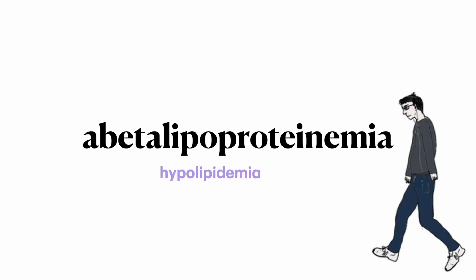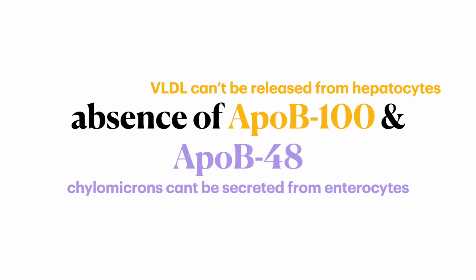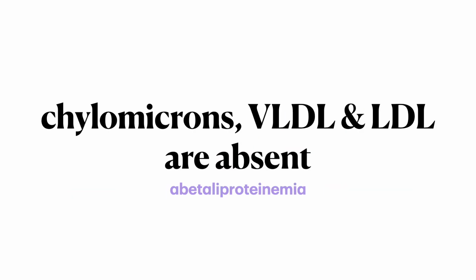Now, abetalipoproteinemia is a bit different. It's a hypolipidemic state. The others were all hyperlipidemia. Here, the problem is either you have an absence of ApoB100 or an absence of ApoB48. When you have an absence of ApoB100, VLDL cannot be released from the hepatocytes, and when you have a deficiency of ApoB48, again, chylomicrons cannot be secreted from the enterocytes. The net effect of that is that you will have absence of chylomicrons, absence of VLDLs and LDLs from your circulation. And this is called abetalipoproteinemia.